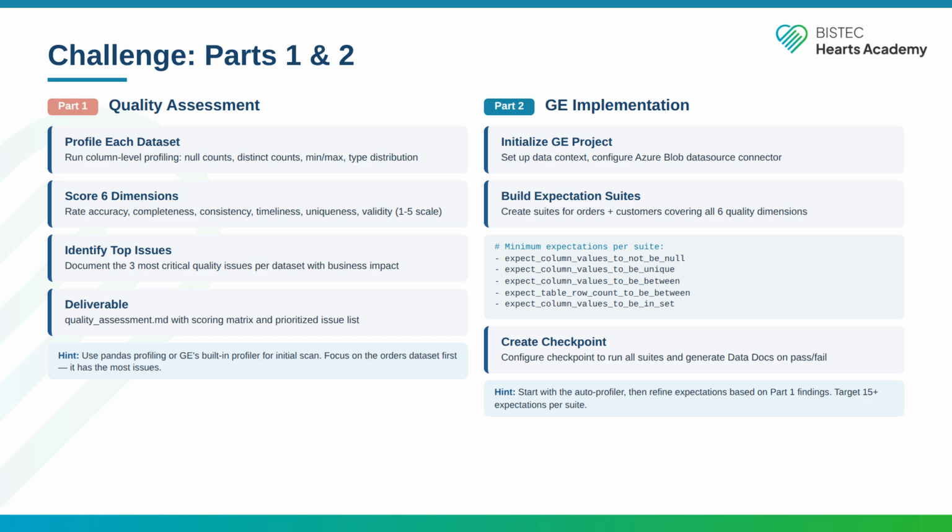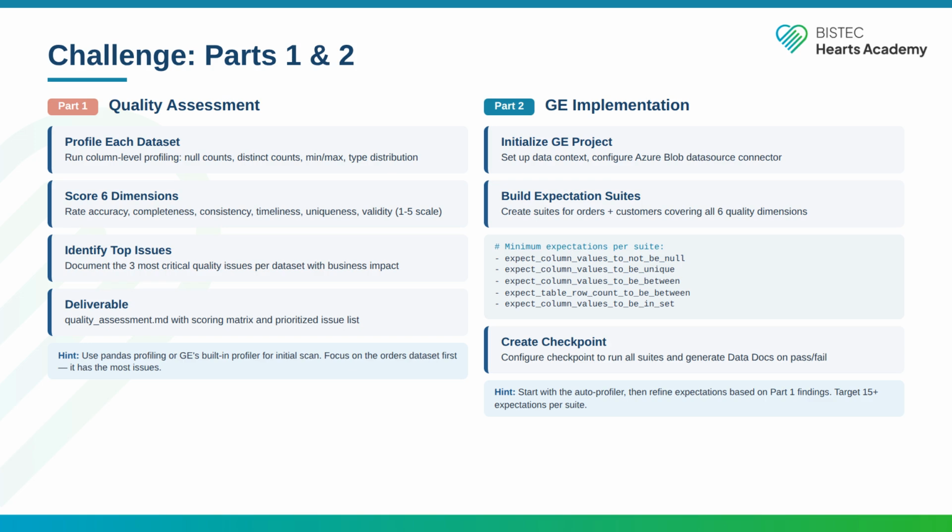Then score each dataset across all 6 dimensions on a 1 to 5 scale. Be honest, most of these datasets will score poorly, and that's intentional. Finally, identify the 3 most critical quality issues per dataset and document their business impact.